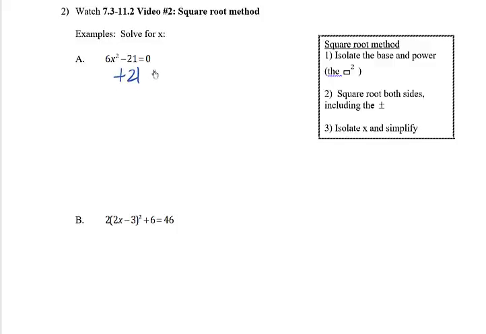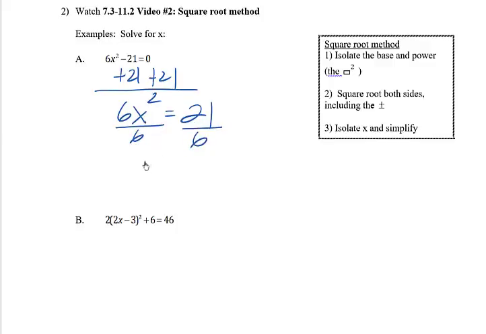I can add 21 to both sides. And then I can divide both sides by 6. Sort of getting rid of that junk like we always talk about. 21 over 6 reduces. I've got a 3 that's in common to both parts. So that reduces to 7/2. All right, once you get the base and power alone, now you're ready to move on to step 2.